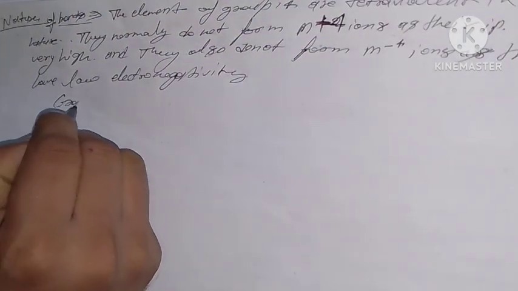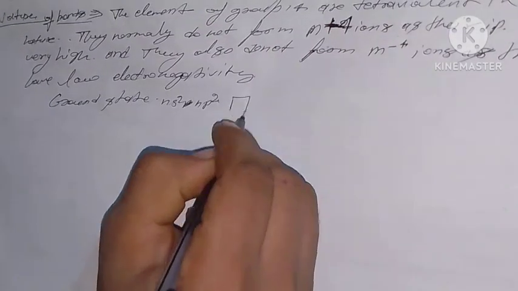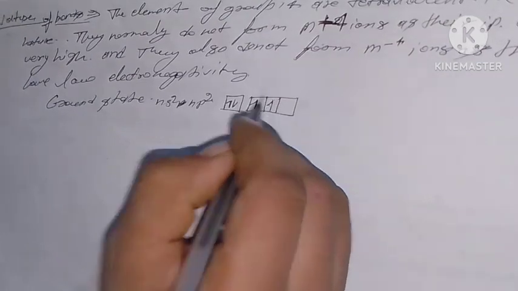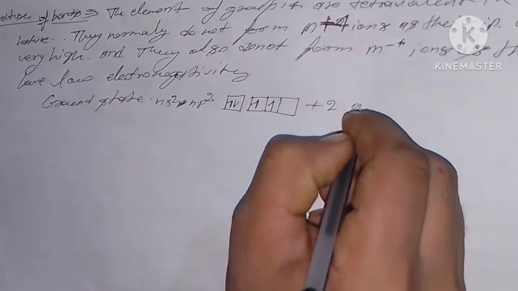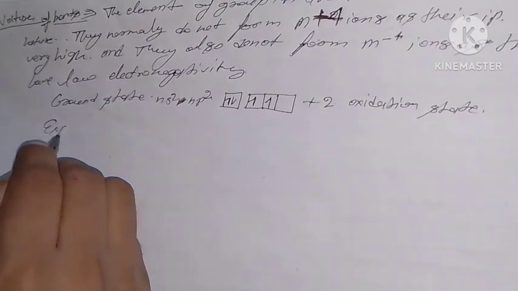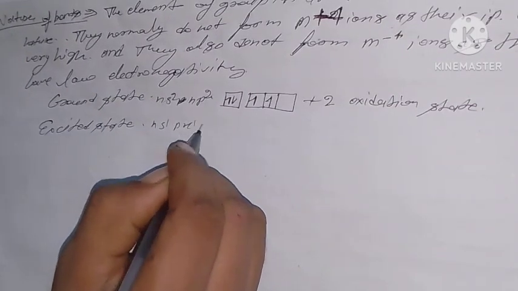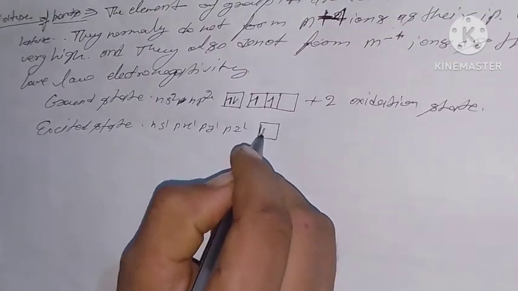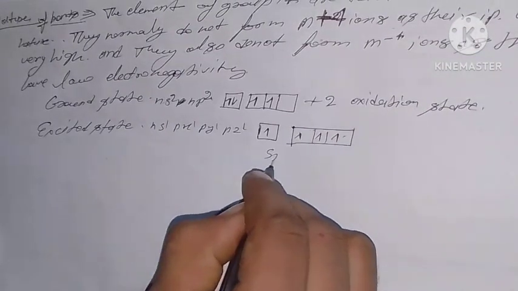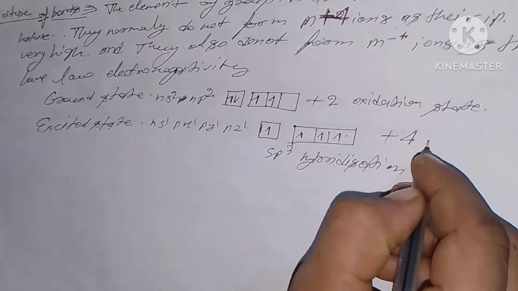Ground state ns2 np2, that is +2 oxidation state. Excited state ns1 px1 py1 pz1, that is sp3 hybridization and +4 oxidation state.